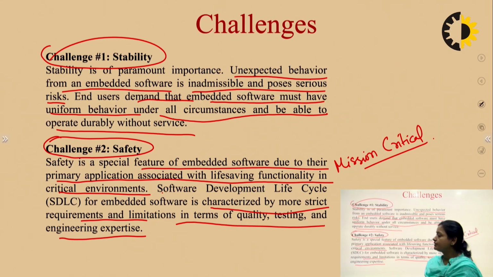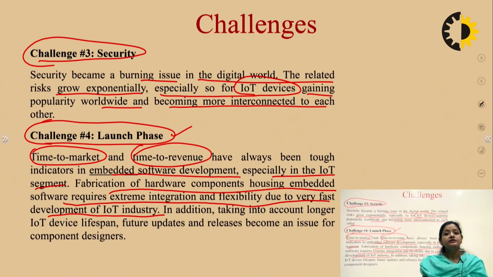The first challenge was stability. That means the product, the application should be stable, should give uniform behavior under all circumstances. Safety, it should be safe because it is involving human lives directly or indirectly. Security, security is the aspect where your data is pushed over the internet and it should be secure in all aspects.